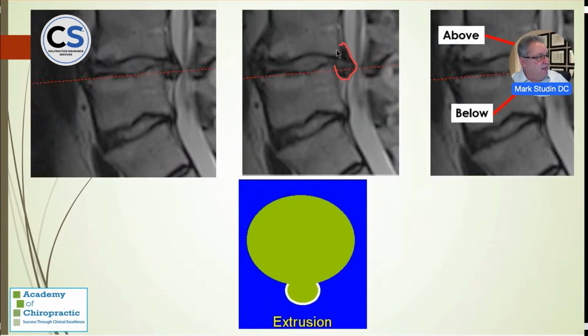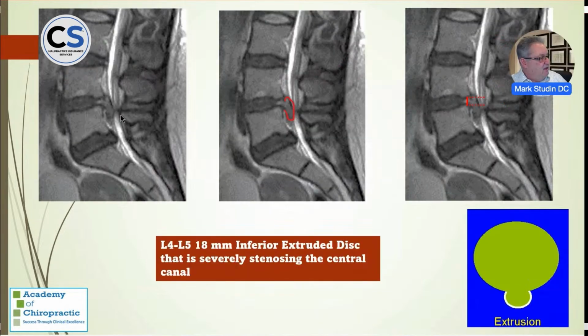So when we look, this is a huge extrusion here. Here we look at it, it's extruded. We outline it, and then I give you the lines. So now you understand how to identify that. Again, a different one. Here's an extrusion. This is a huge extrusion. Look at it come down. Here is the line of the disc, the opening of the disc. This disc material has gone well cephalad.